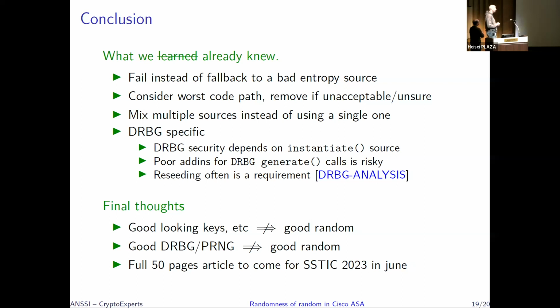And there are some DRBG takeaway messages. DRBGs, as Riyad explained, are deterministic. So they are good, but you need to have random at their root if you want to end up somewhere at the end of the day. You need to have good add-ins, and reseeding is a requirement, but it's almost never used, so it should be. Some final thoughts.